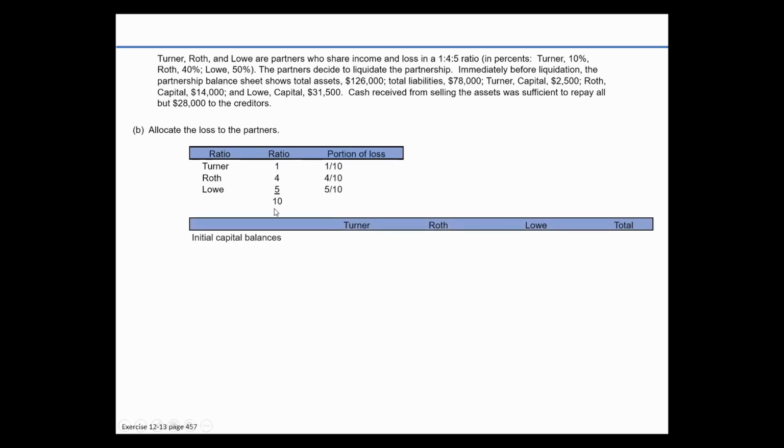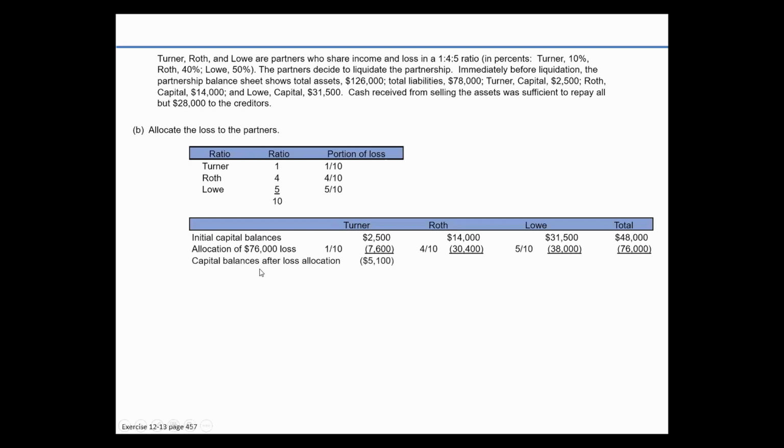So the ratio again, by percentage and then the amount. So we see that the initial capital balances again are listed, total capital of $48,000. Then the allocation of the loss: 1/10 of it, or 10% for Turner, is $7,600. 40% of it is $30,400 for Roth, and then for Lowe, half of it, 50%, is $38,000. So that equals out to $76,000.